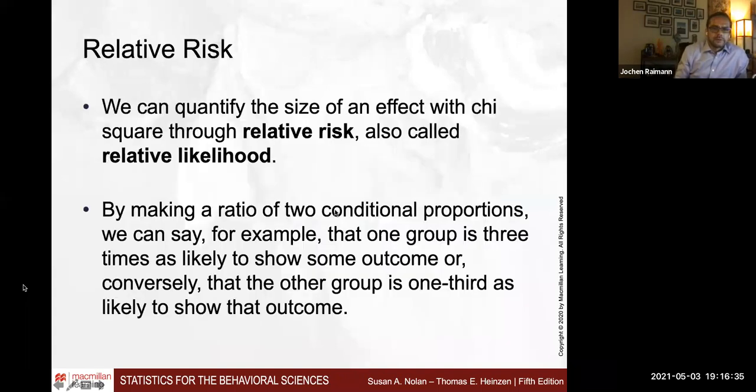Okay, so this is the relative risk, the relative likelihood. We talked about that. It is a ratio of two conditional proportions. One group is, say, 3 times as likely to show some outcome. So it comes to the same thing: it's 1.4 times the likelihood of trashing the cup once your name is spelled incorrectly. Yeah, and this is all that I had for today. Any questions?